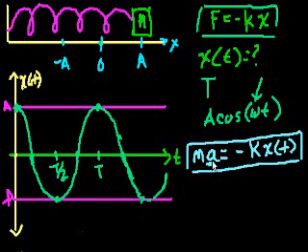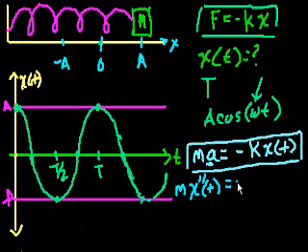So we know, or hopefully we know, that acceleration is the second derivative of x as a function of t. So we can rewrite this as mass times the second derivative of x. I think the easiest notation would just be x prime prime. That's just the second derivative of x as a function of t. I'll write the function notation just so you remember that this is a function of time, is equal to minus k times x of t.